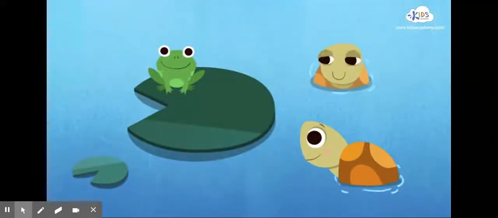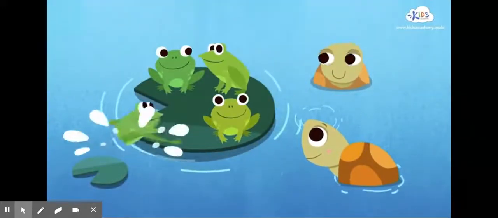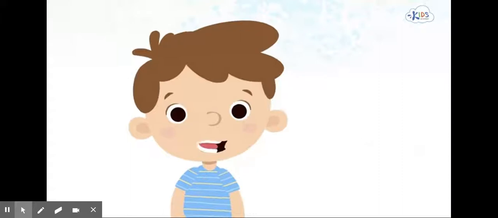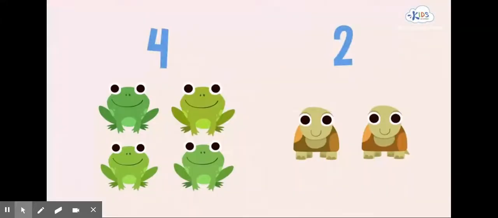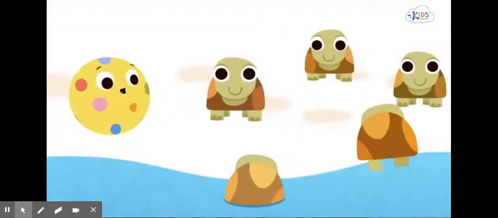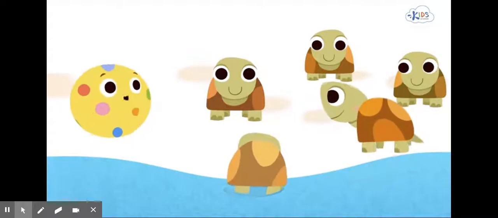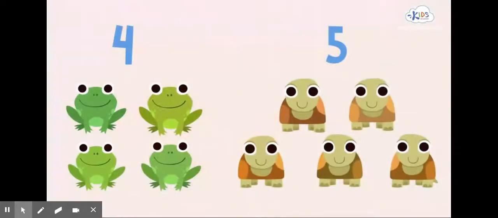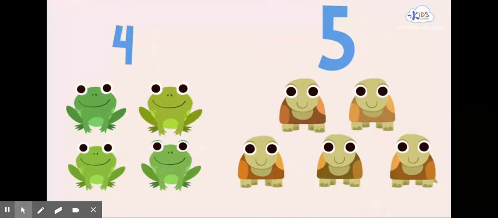The frog wasn't bored for long. Now there's a whole crowd of frogs here. Right. Now there are more frogs than turtles in the stream. Because there are 4 frogs and only 2 turtles, number 4 is larger than number 2. And what if we compare all the turtles and all the frogs? Who will be more? There are more turtles. There are 5 of them, and there are just 4 frogs. Number 5 is larger.